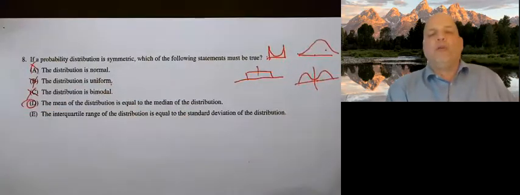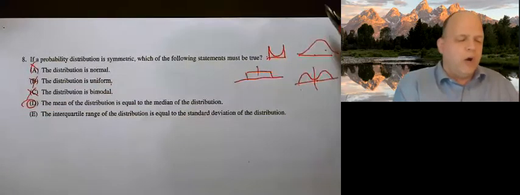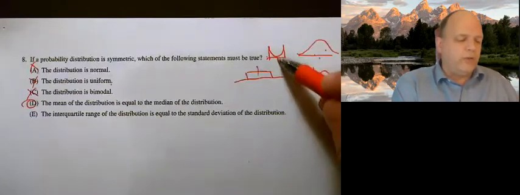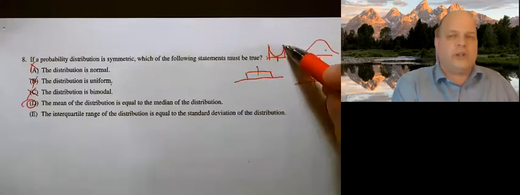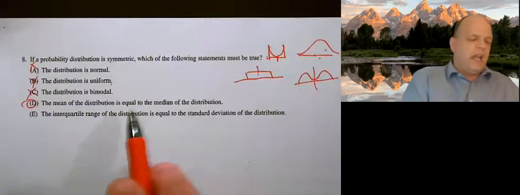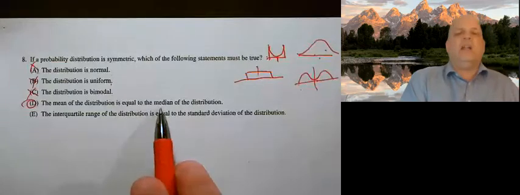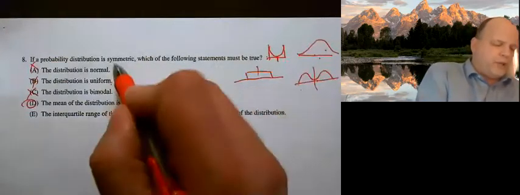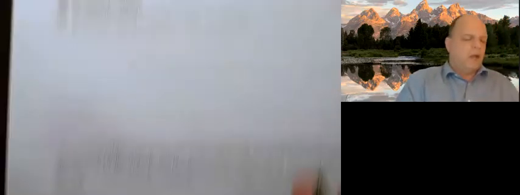Now be real careful. Some people will say it also equals the mode. No, that's only if it's mound shaped. Because here's where the mode is on this one. But obviously the mode is not here. The mode is on the edges on this one. So the mean and the median will be equal if it is a symmetric distribution.